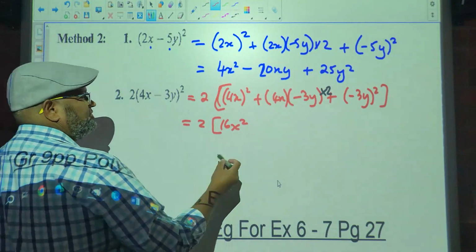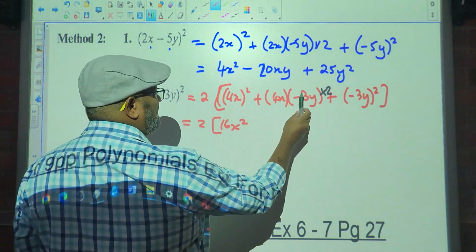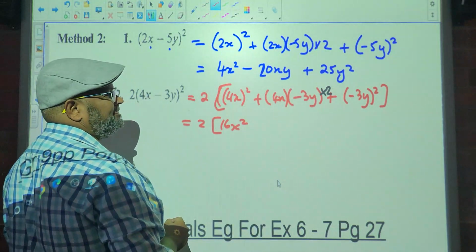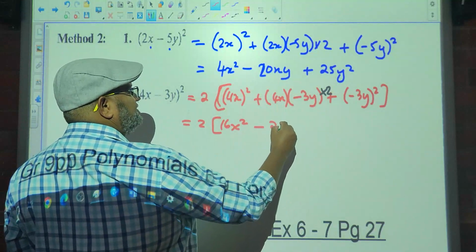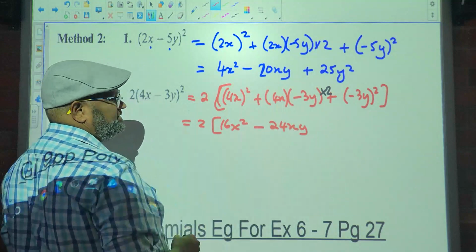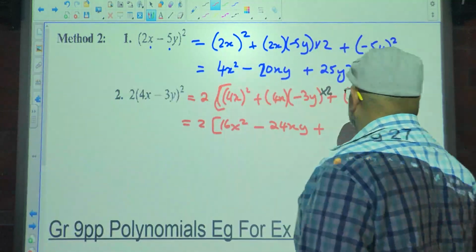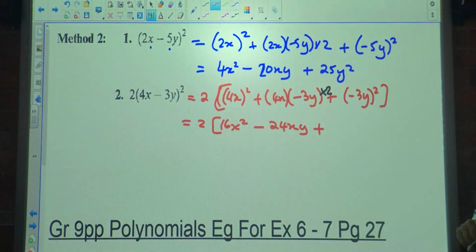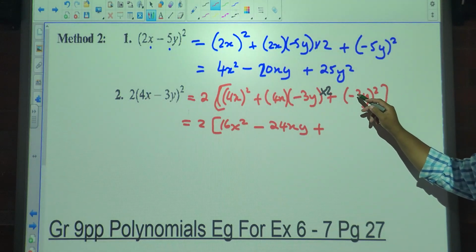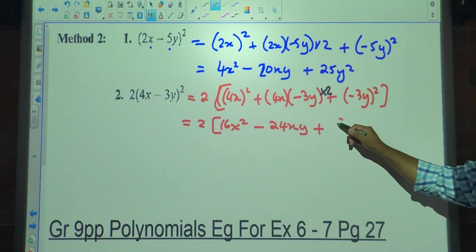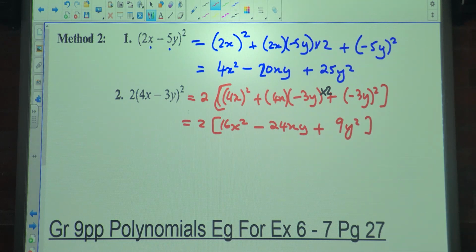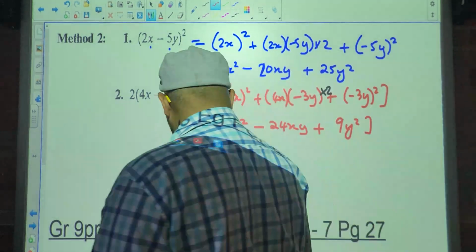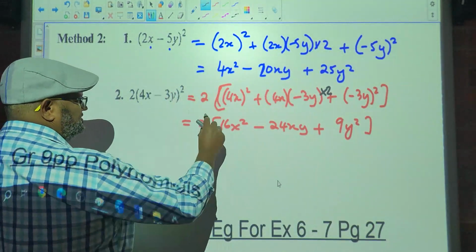Sorry about that. So what is 4x multiplied by negative 3y? Negative 12xy multiplied by 2? Negative 24xy. Plus the last term squared. So what is negative 3y all squared? 9y squared, not 6. 3 times 3 is 9. So what do we do now? Multiply out.